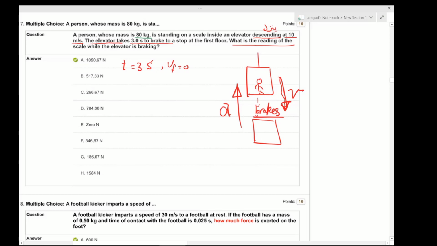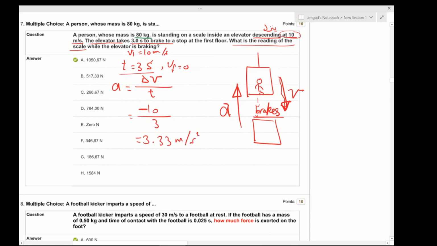What is the reading of the scale? The initial speed was 10 meters per second. V initial was 10 meters per second, V final is 0, time is 3. So what's the acceleration here? 10/3. We should say delta V over the time, V final minus V initial. So it's 10/3, which is 3.33 meters per second squared.